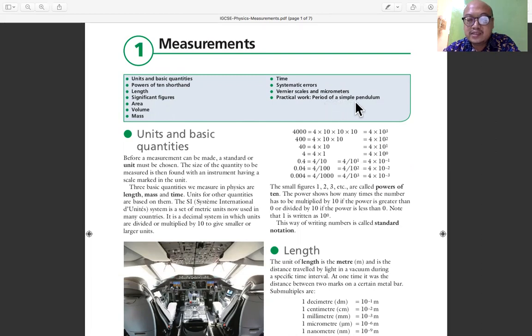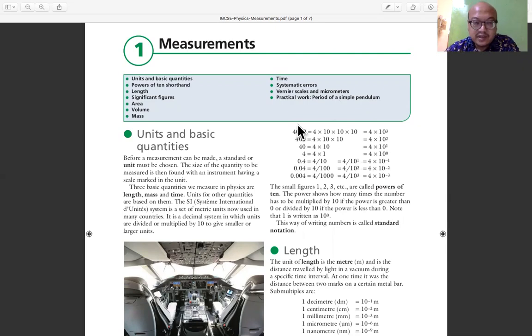This practical is actually easy. You can do it by yourself at home. Only a pendulum: swing the pendulum and then find the time after it has some periods. Let's say 10 periods, how much time, and then you can find the time for one period. Later we will see it.